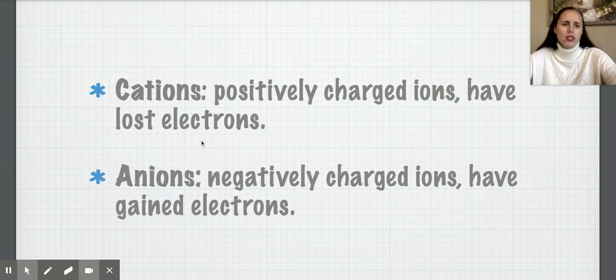Notice that we're only talking about the gain or loss of electrons. Electrons are the only thing that move in this case. You cannot gain or lose protons, because they're in the nucleus. The number of protons actually defines what an element is. So when we're looking at ions, we're only looking at the gain or loss of electrons.